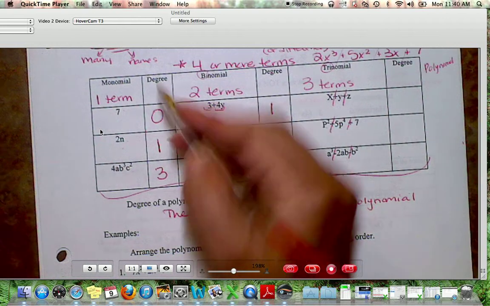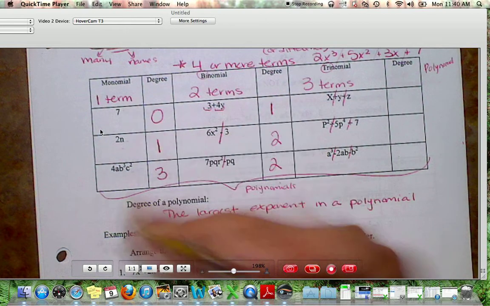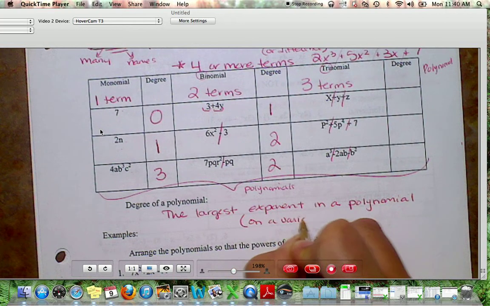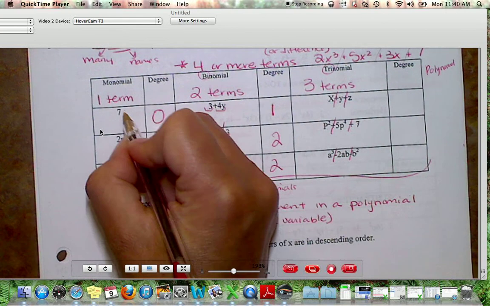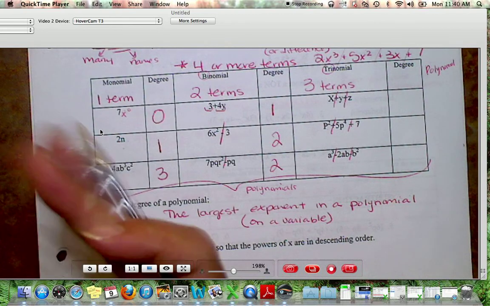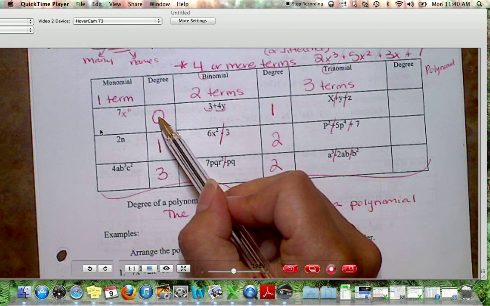So there is no variable here. So this is on a variable. Let's write that. That's important. So there's no variable here. So if I had to write it in, I'd have to write x to the 0 power because it's really not there at all. So that's why the degree is 0.